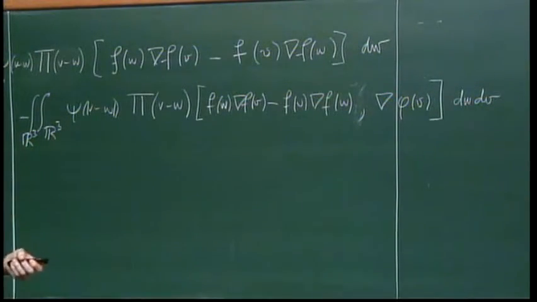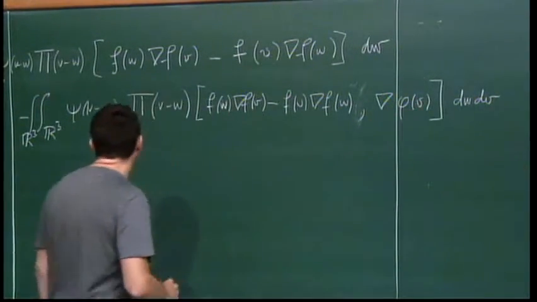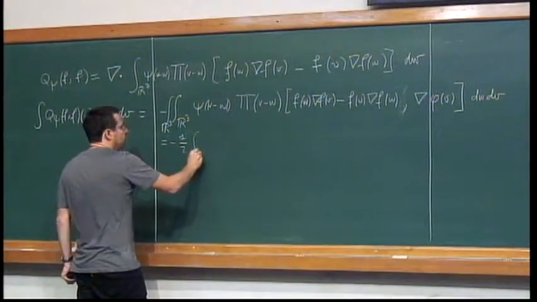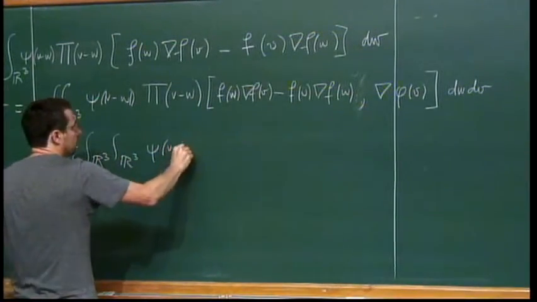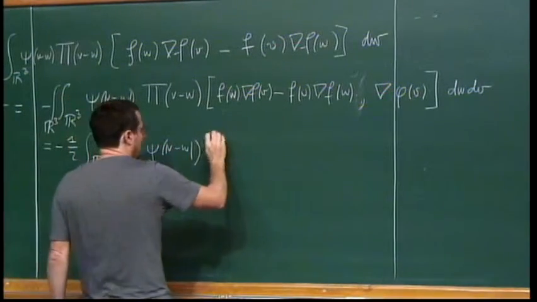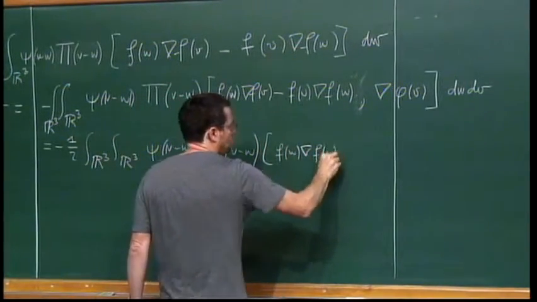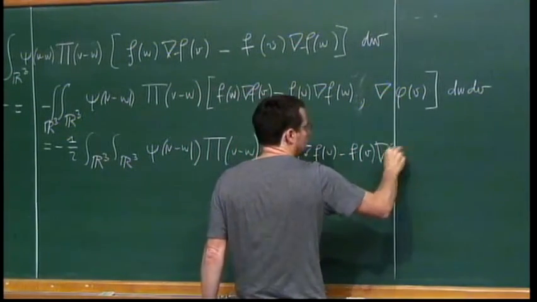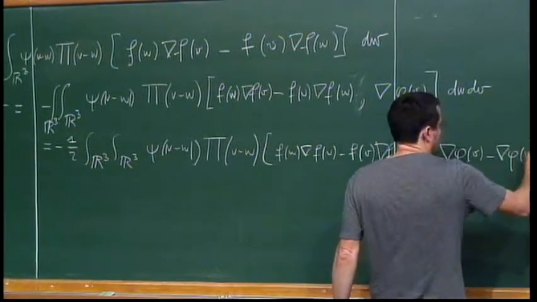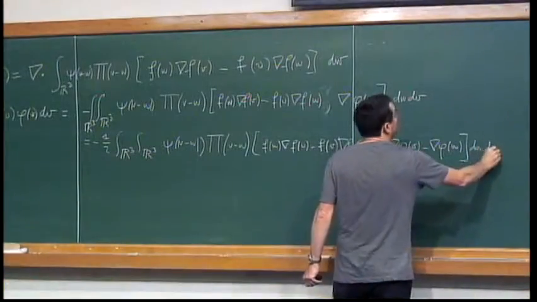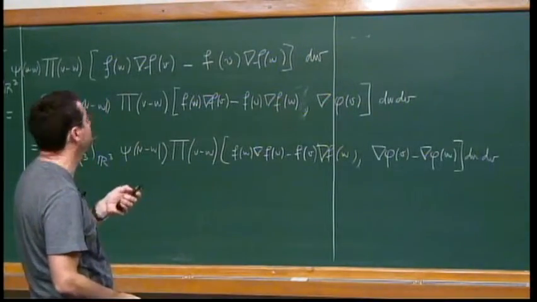And so if you make this change of variables, that is V becomes W and W becomes V, then you will get here minus gradient phi of W. And so if you do it and you add this one and you divide by 2, you end up with what is written in the slide, that is the matrix acting on this quantity here, and on the vector gradient phi of V minus gradient phi of W, dW dV, which is what is written here up to the sign, if I'm not mistaken.